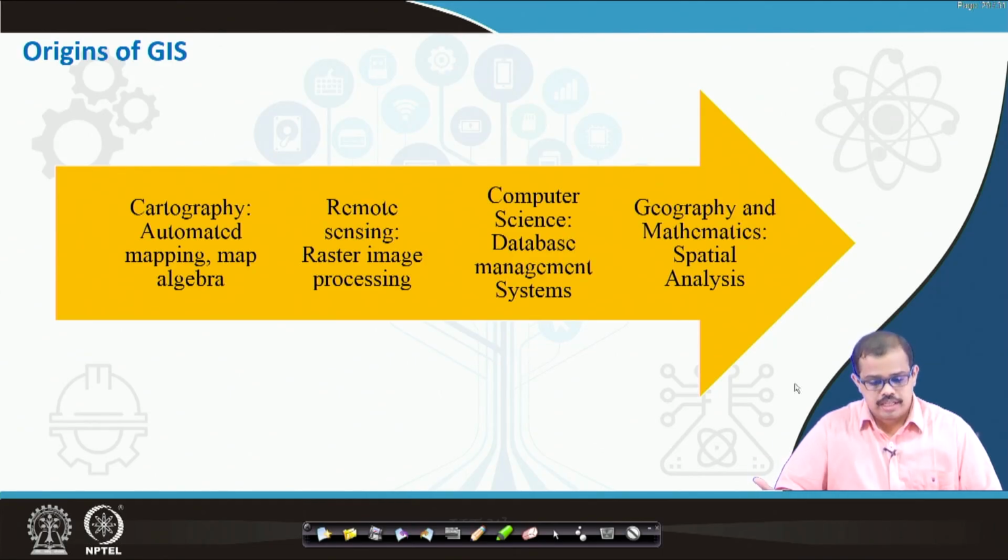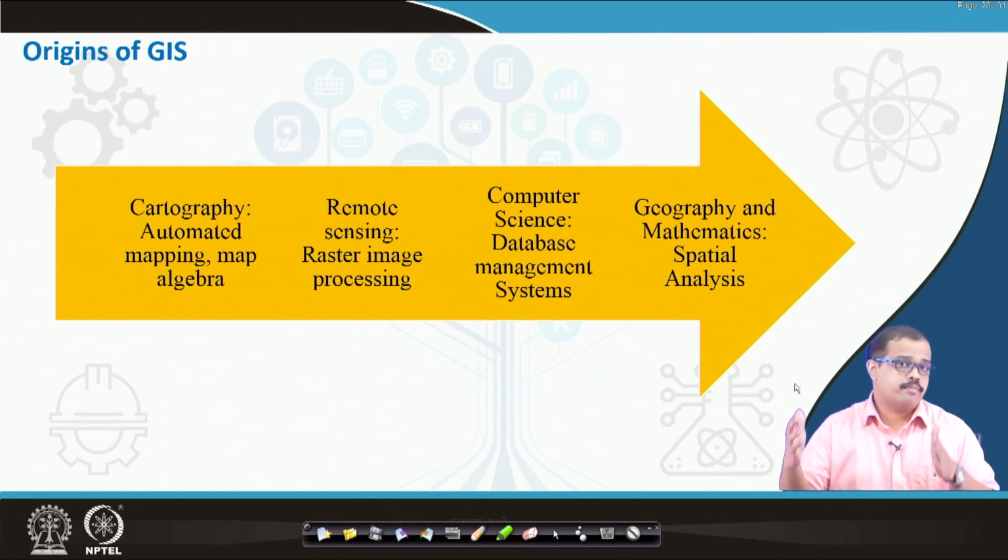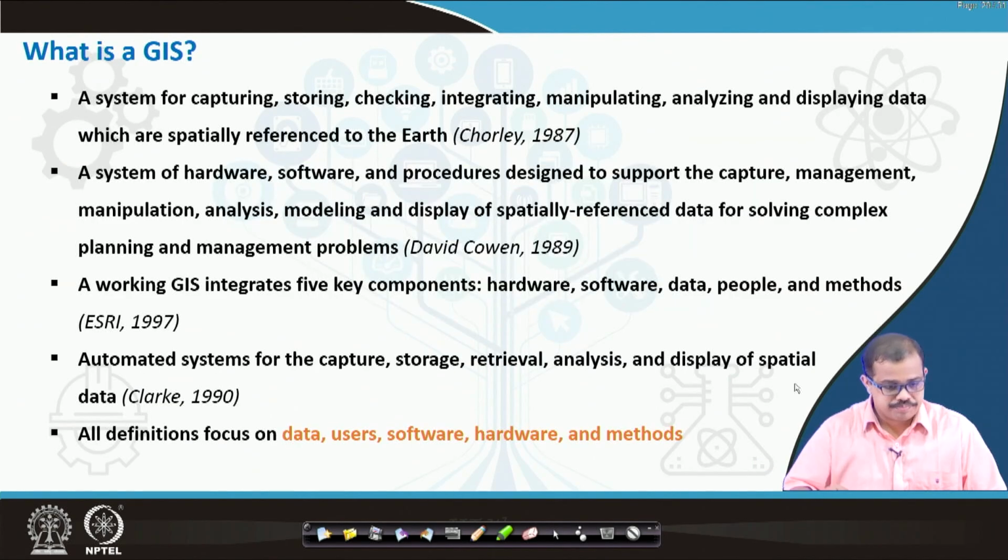Then you had computer science, the database management systems, and finally the geography and mathematical aspects in terms of spatial analysis. Clubbing all these things makes a GIS. So geographic information system is about cartography, remote sensing data, database management, and spatial analysis. Clubbing all this gives you a single system that is nothing but a geographic information system.